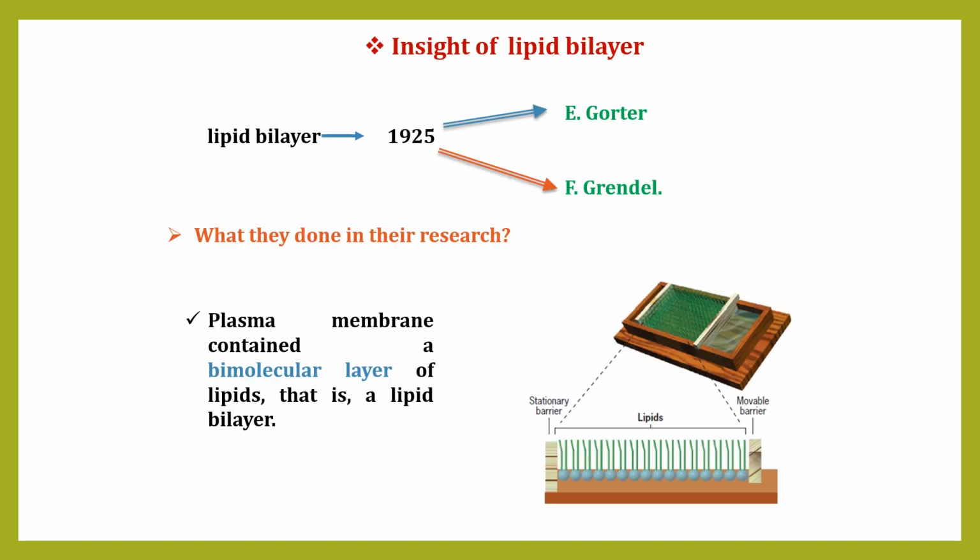Okay, so next is the insight of lipid bilayer. The first proposal that cellular membranes might contain a lipid bilayer was made in 1925 by two Dutch scientists, first Gorter and second Grendel. So what did they do in their research? These researchers extracted the lipid from human red blood cells, RBC, and measured the amount of surface area the lipid would cover when spread over the surface of water. Gorter and Grendel concluded that the plasma membrane contains a bimolecular layer of lipid, that is the lipid bilayer.